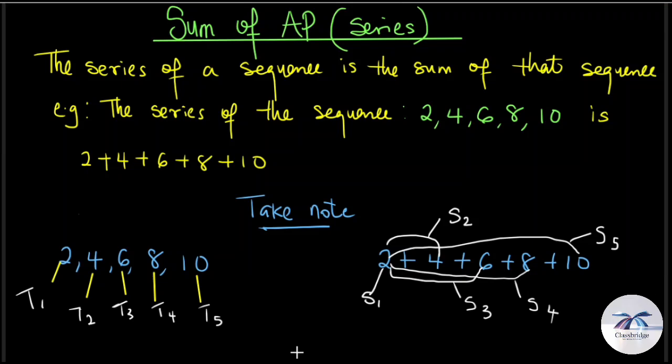Series. The series of a sequence is the sum of that sequence. The series of that sequence is the addition of all the terms of the sequence: T1, T2, T3, T4, and T5. So when you say, what is the series of the sequence 2, 4, 6, 8, 10? The series of that sequence is 2 plus 4 plus 6 plus 8 plus 10.